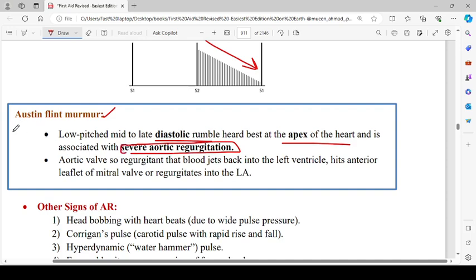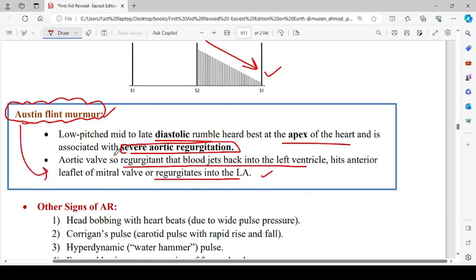So with this, we find a regurgitation murmur. Also along with that, if it is severe aortic regurgitation, then we find the Austin Flint murmur, which is a mid to late diastolic rumble heard at the apex of the heart and is associated with severe aortic regurgitation. The aortic valve is so regurgitant that the blood jets back into the left ventricle, hits the anterior leaflet of the mitral valve, or regurgitates into the left atrium. So that is the Austin Flint murmur.